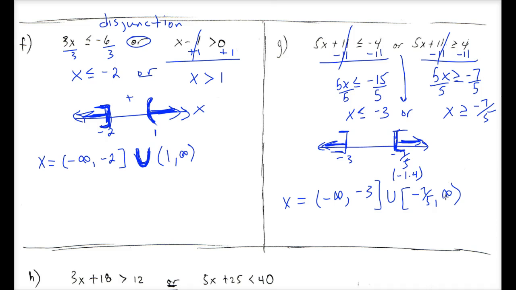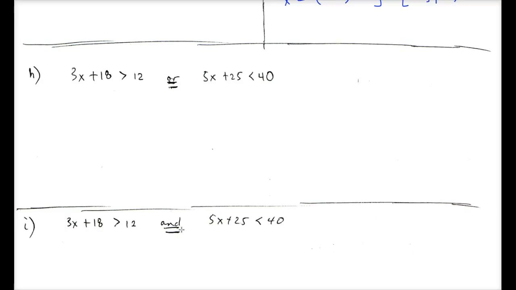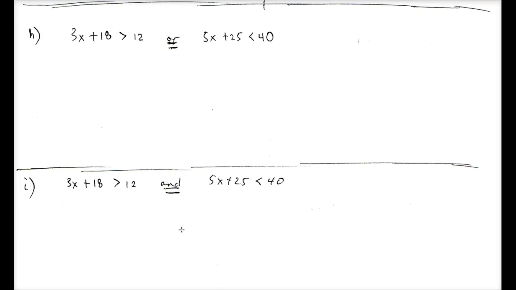All right. So now let's move on to example H and example I. These two examples are put here to make sure that you really do understand conceptually what is going on whenever we have a disjunction versus a conjunction. So if you remember, if we have two inequality statements and there's a word "or" in between them, we have a disjunction.